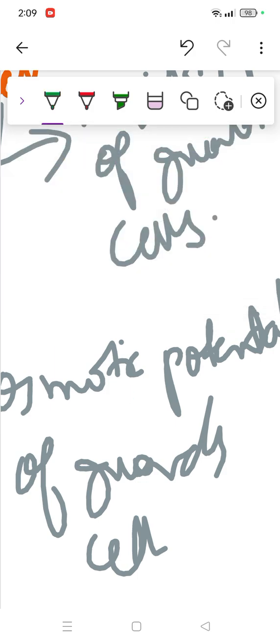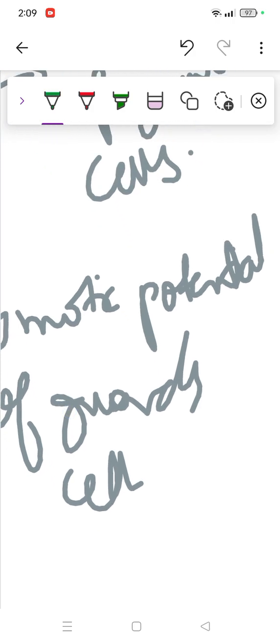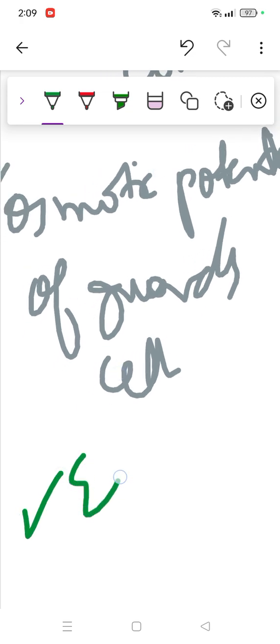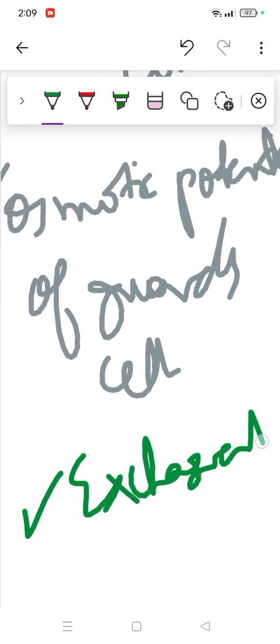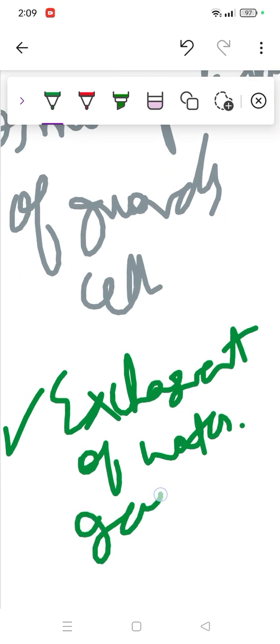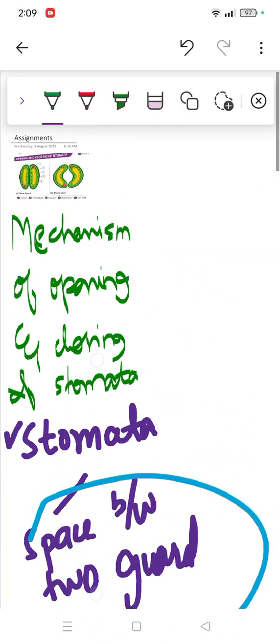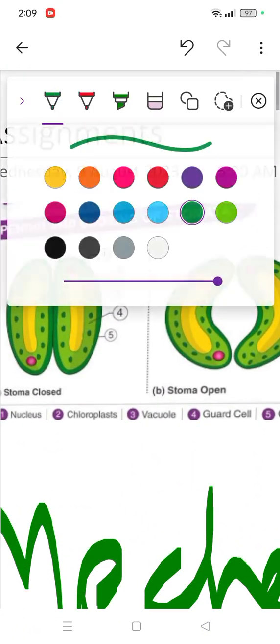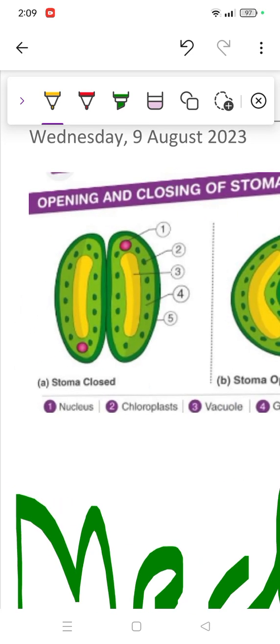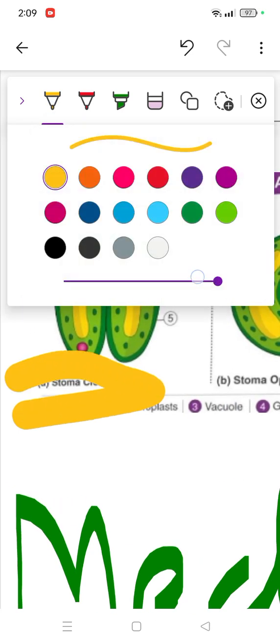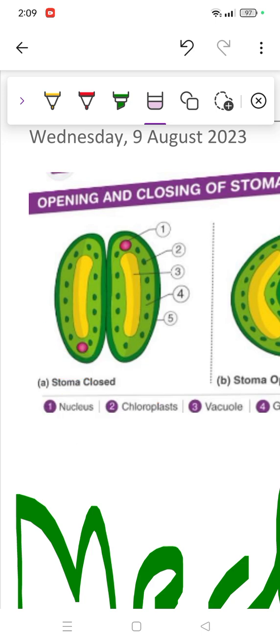These are very important, as stomata allow the exchange of water, gases and everything. It's like an opening where a lot of things can pass out. So we have guard cells, either open or closed. Let's see what's here in the picture. You will see stomata closed. When stomata is closed, you see this kind of structure. These are the kidney shaped guard cells.